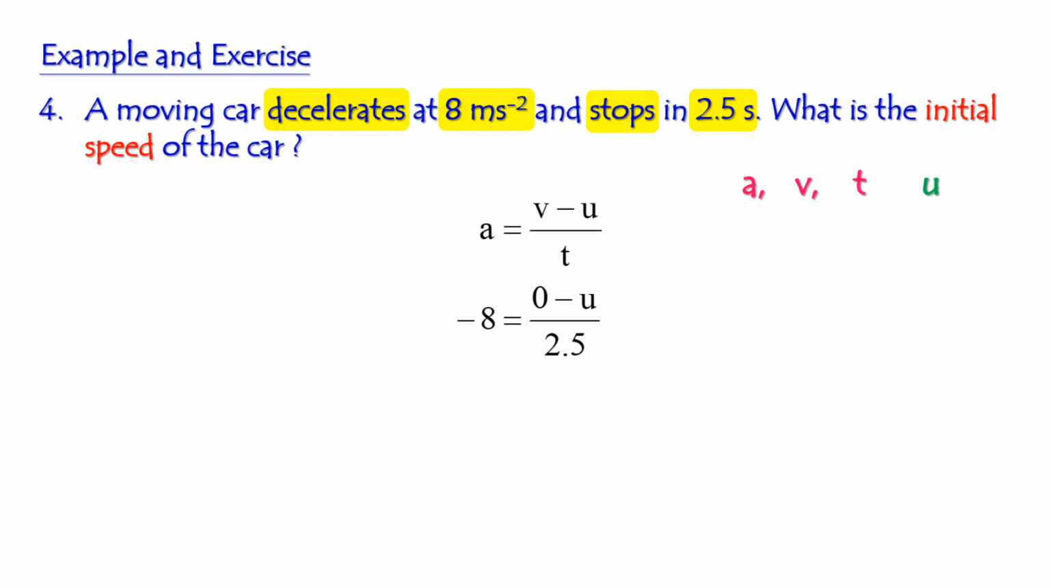Is it okay? Then you multiply 2.5 to the left hand side. It is equal to minus 20. And 0 minus u is equal to minus u, so you can cross out the minus sign. u is equal to 20. The unit is meter per second, right? Okay, do you have any questions? So the calculation becomes a little bit complicated right now.